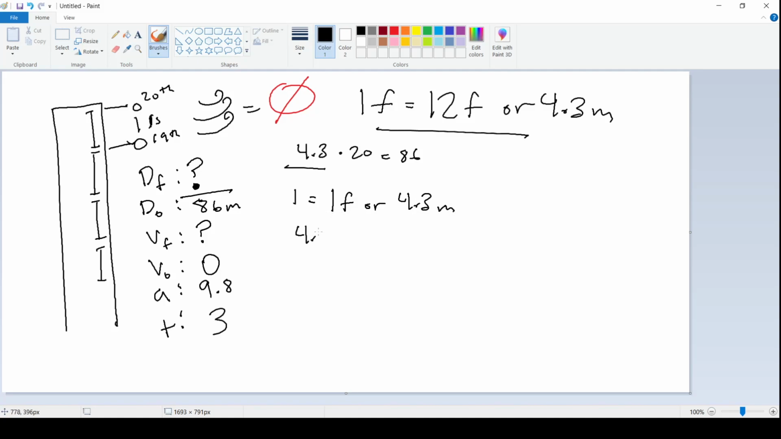That means 4.3 meters equals velocity at second 1. So, that means 4.3 meters per second squared equals, oh wait, I forgot to do this, the acceleration constantly. That's nice and all, but how do we solve this? You might want to ask. So, we're going to do this.